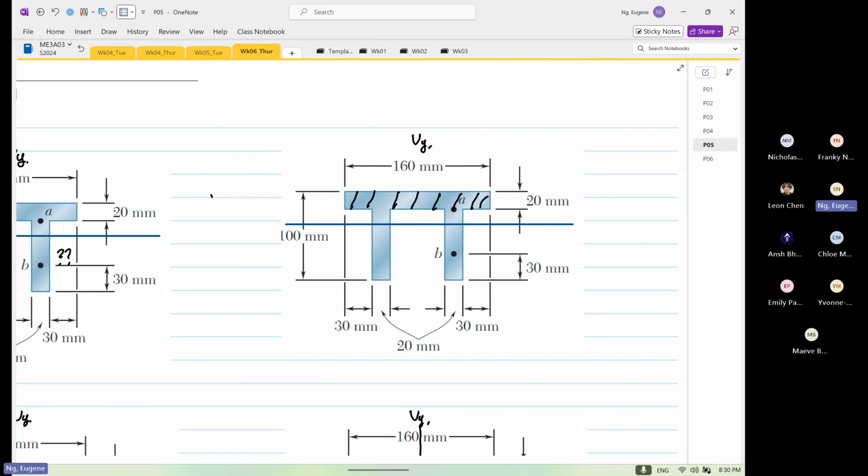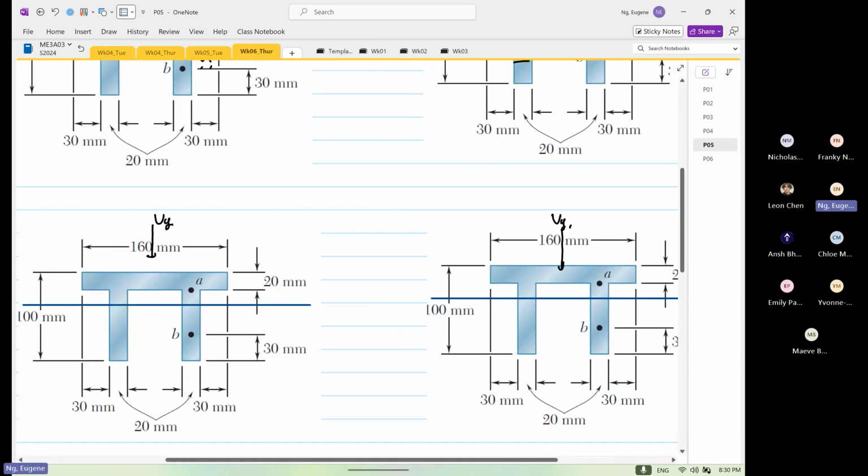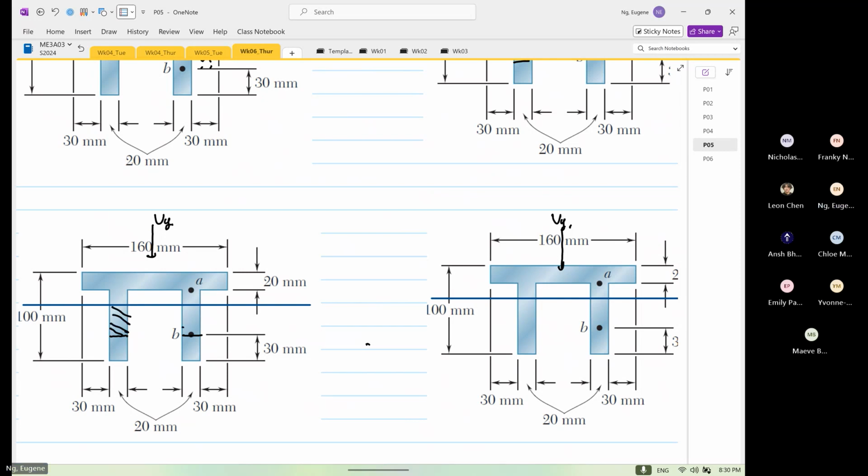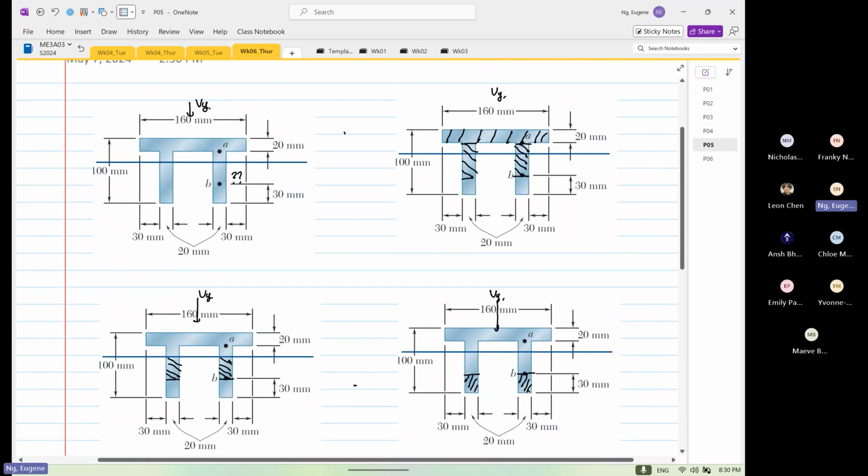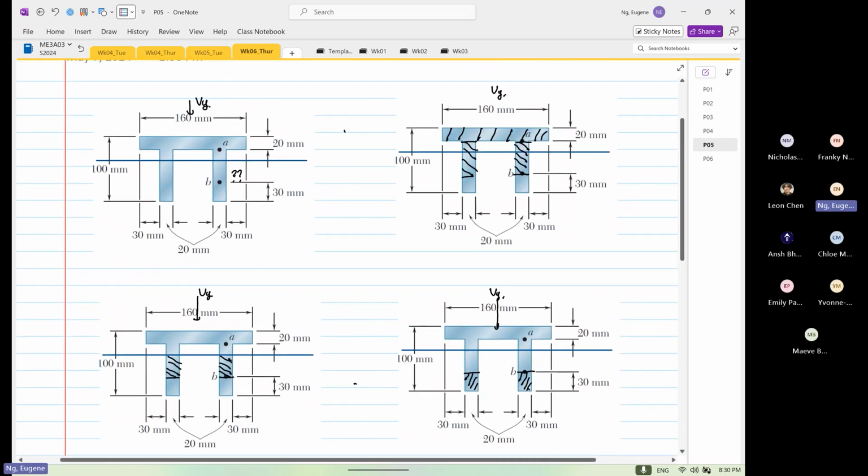Or I'm going to shade that. So we consider this whole area. Okay. Or we consider just this area. Or we consider just this area. Okay. So there are three possibilities.